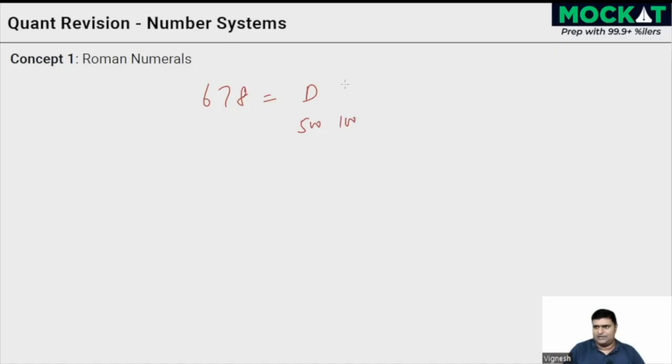500 plus 100 is 600. So that's from a C, right? DC, 600 done. Then 78. L is 50 over here, and 28 is left. 28 can be 20, 2 X's, and then 8 we know, right? And that's it. That's what it is when it comes to 678.